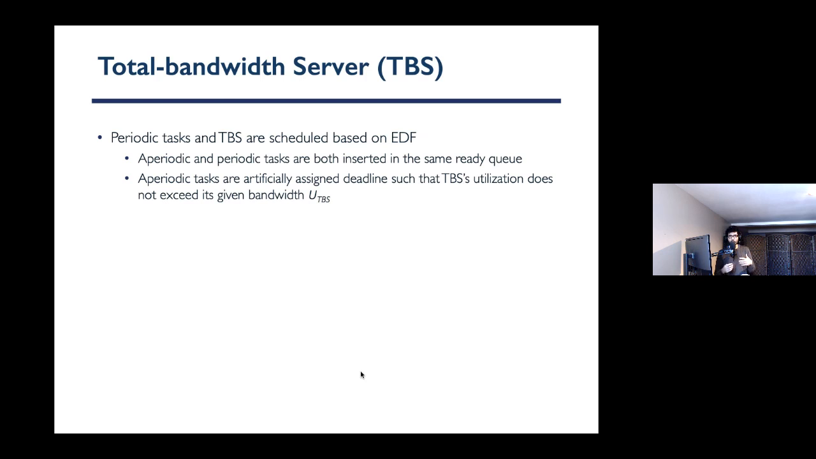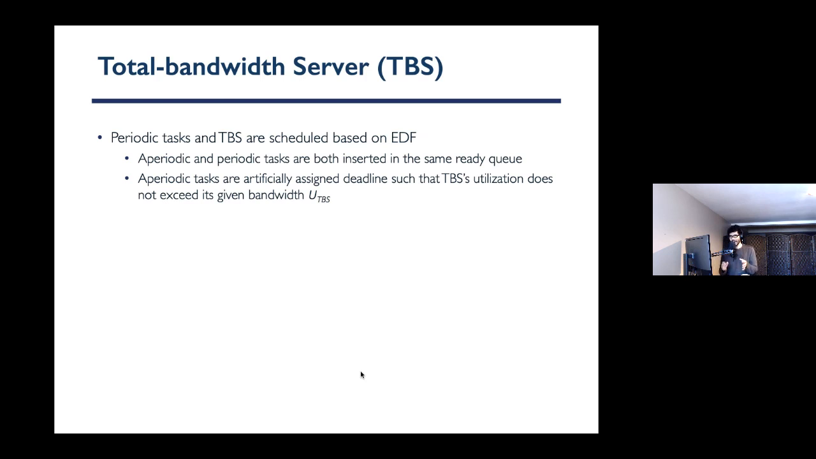Now, the problem with aperiodic tasks is they don't have a period. So how do we solve it? Well, we artificially assign a period to our tasks. And by doing so, we make them a normal task for EDF to schedule. Now, here comes the tricky part. How do we assign deadlines? And I think this is the beauty of this total bandwidth server.